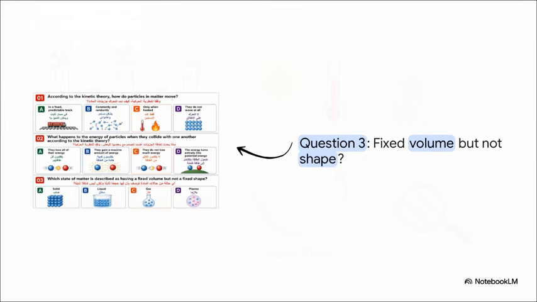Okay, question 3. Which state of matter is described as having a fixed volume but not a fixed shape? Let's consult our mental checklist. A solid? Fixed both. A gas? Fixed neither. It's the one that flows to take the shape of the cup you pour it into but keeps its exact volume. That means the correct choice is B, liquid or sail.